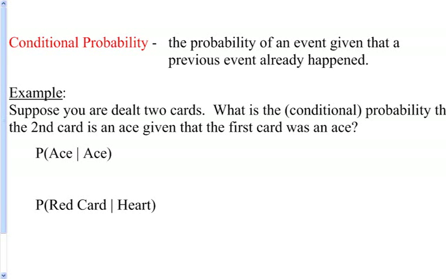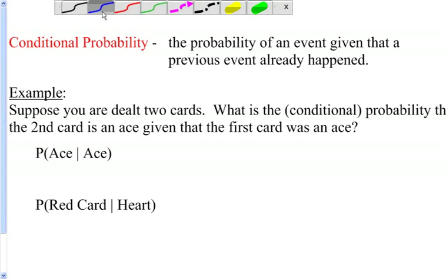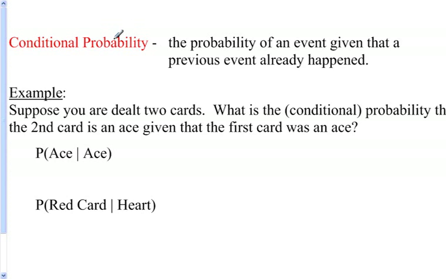Conditional probability is really the probability that something happens given that we already know something. On the screen here you can see it's the probability of an event given that a previous event already happened. So the key here is we're trying to calculate probabilities when we already know something else occurred.